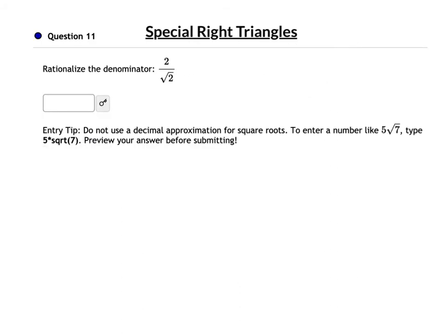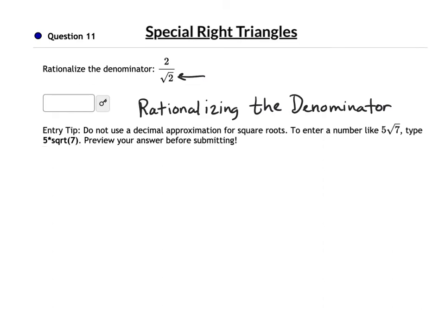One of the things we do in mathematics is make sure that there's no roots in our denominator. This way our answers are all recognizable as being the same thing. There's a nicer answer for 2 divided by root 2. This is called rationalizing the denominator. The denominator, in this case, is the square root of 2.